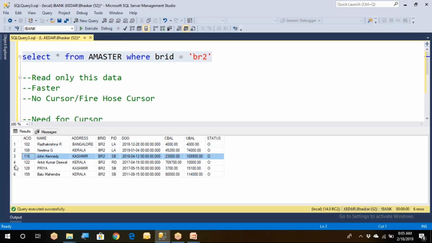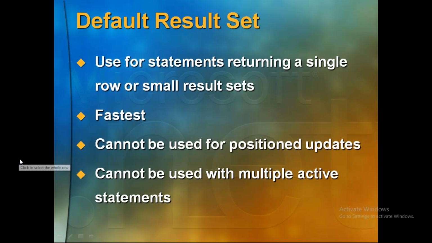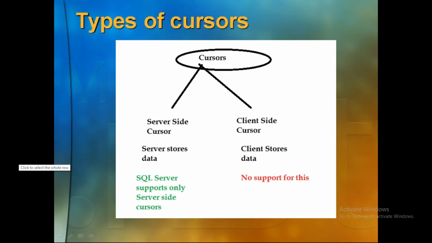And no cursor is called a fire hose cursor. It is purely stored on the network buffers. When the server is sending the data to the client, all the data very quickly reaches the client. The client gets purely read only data, and Java and .NET can display the data to the customers. So we cannot do anything on this data. That is what is called the default result set, which doesn't have any kind of cursor.